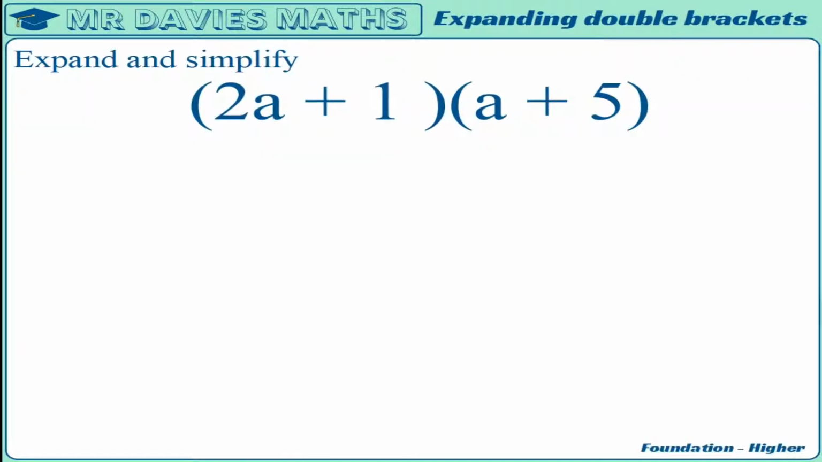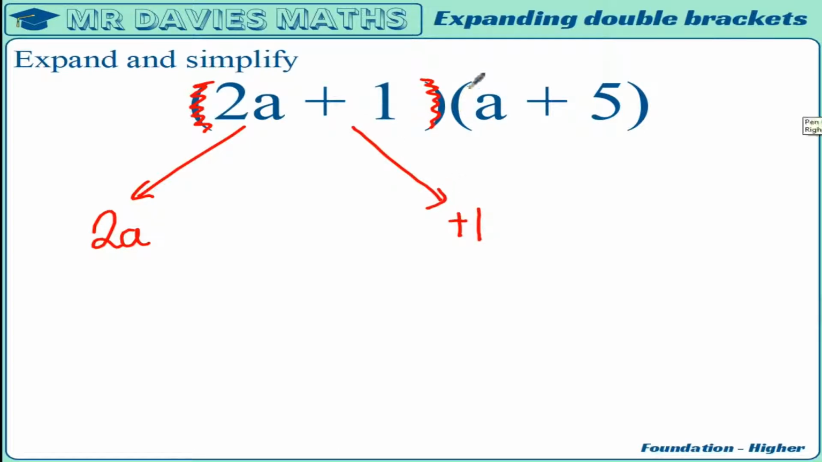Right, let's try some trickier ones. So same process, here we go. Here's my first bracket. I'm going to ignore it for the time being. I'm going to put the 2a this time over here, and I'm going to put the plus 1 over here. Same process as all the other ones. I'm going to repeat the second bracket, so the second bracket will appear here, and it will appear here. So we've got an a plus 5, and we've got an a plus 5.